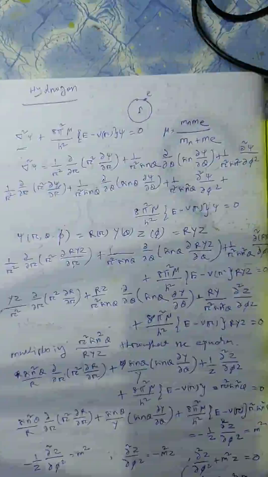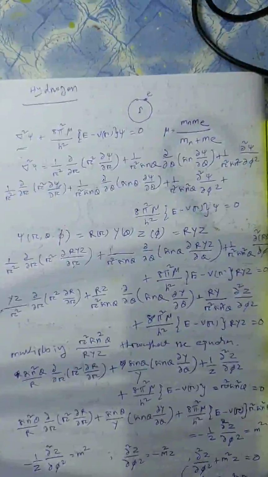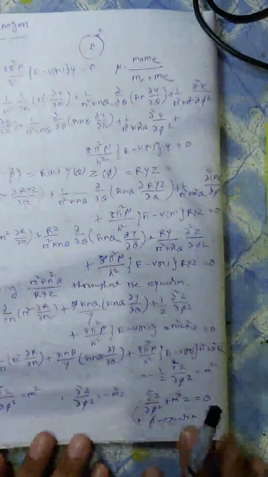And we will discuss the hydrogen atom. Only the phi equation we define. We will teach the theta and the radial equations. This is the phi equation that we already know.